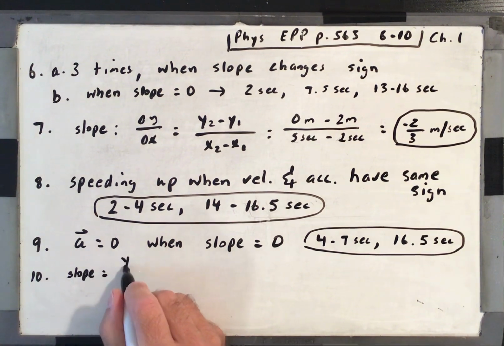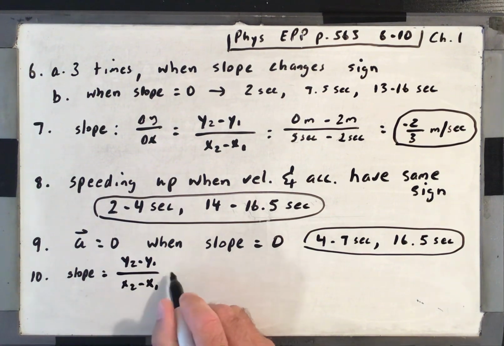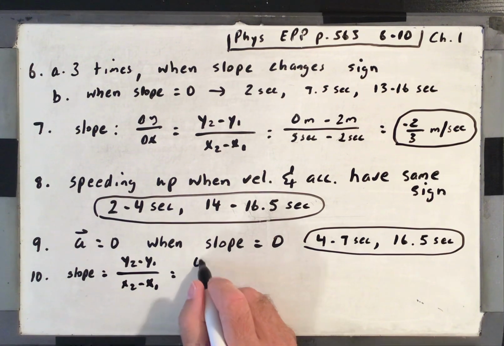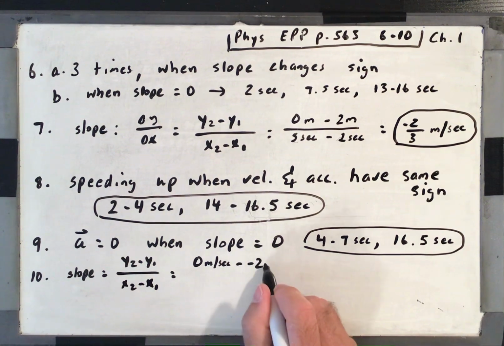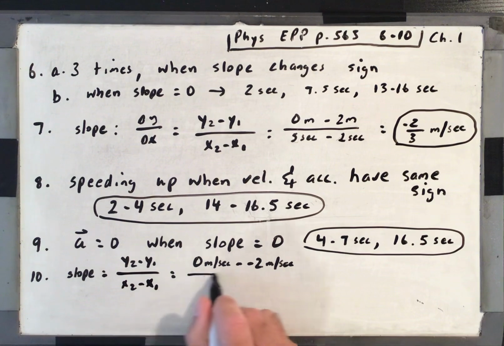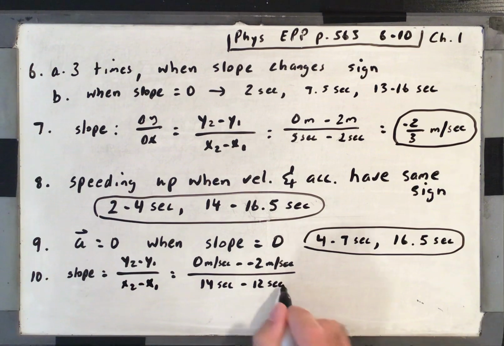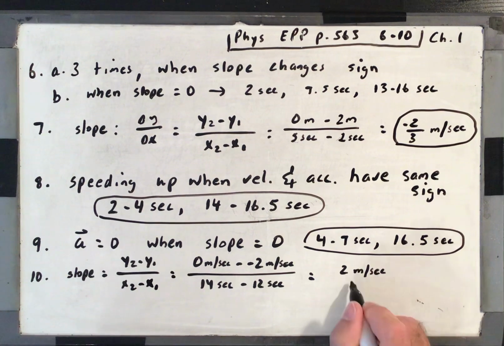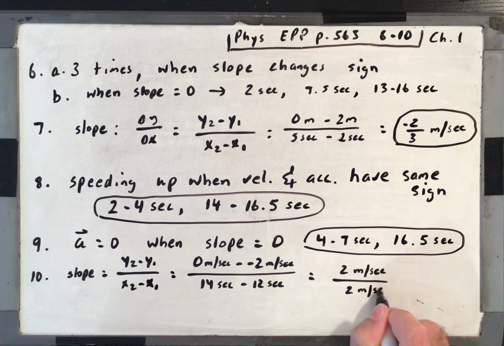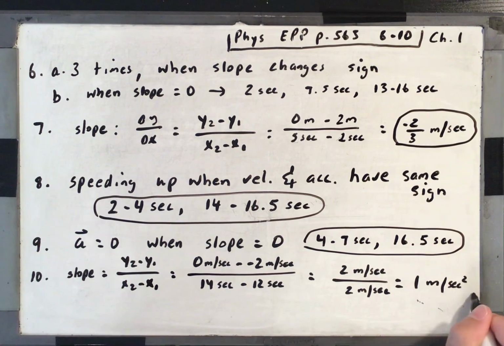So our slope is going to be y2 minus y1 over x2 minus x1. So our second y value would be at 14 seconds. That's 0, minus negative 2, that's at 12 seconds. So that's going to be 0 minus negative 2, which is positive 2 meters per second, over 2 seconds, which is 1 meter per second squared.